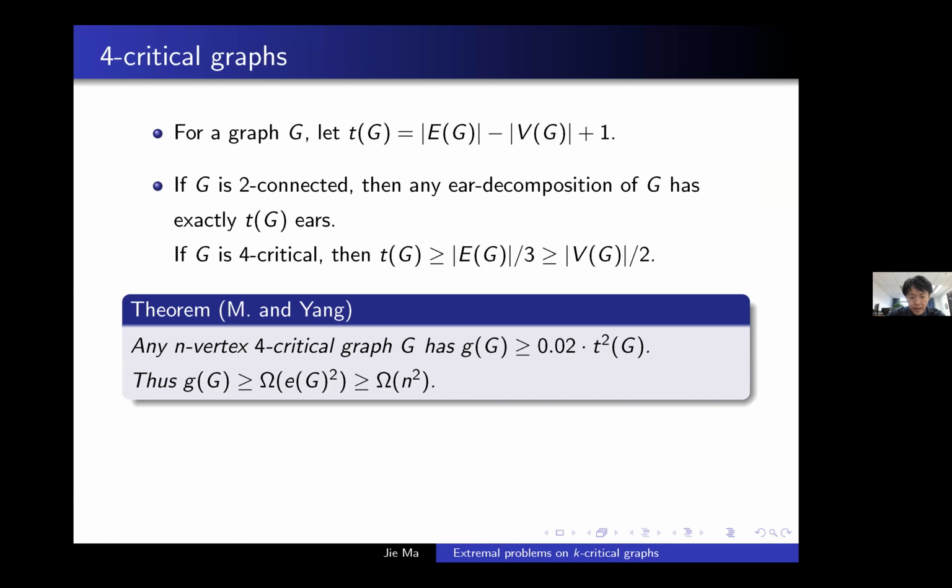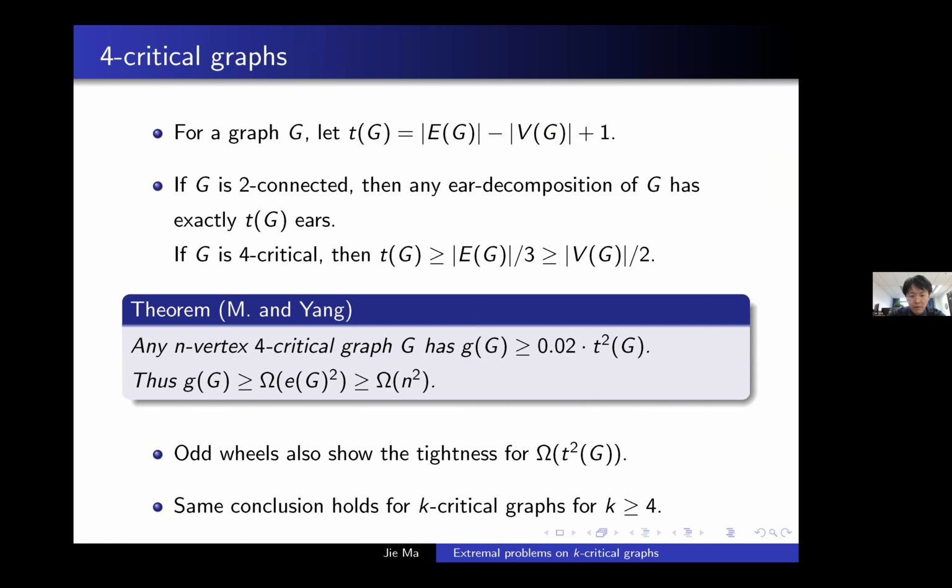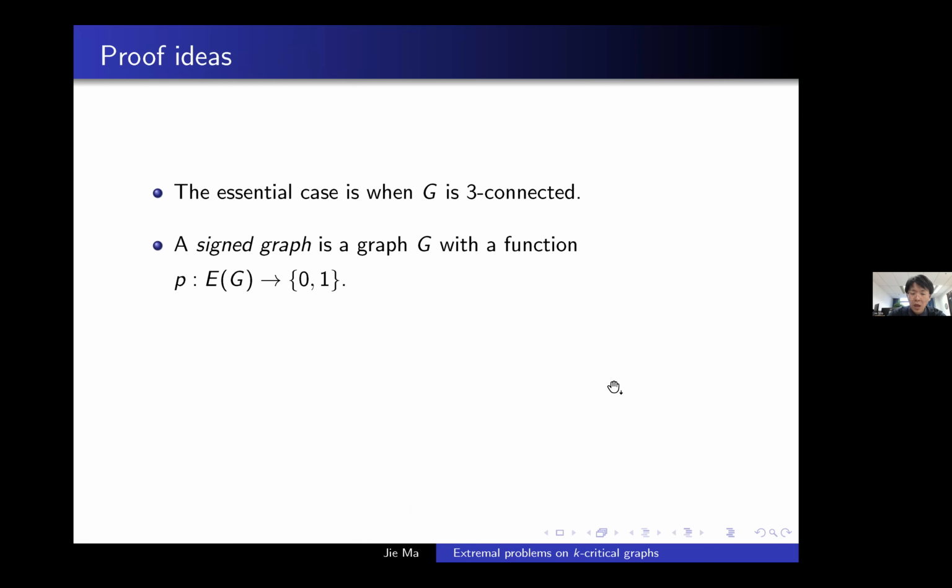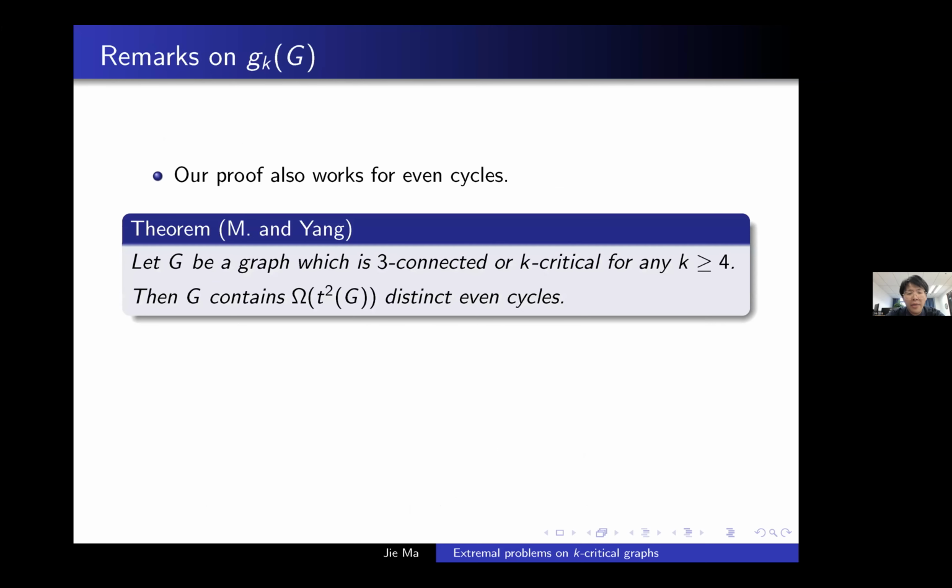So I'll just quickly mention some of the proof ideas. Actually we prove something stronger. We introduce another parameter called t(G). t(G) counts the number of ears in an ear decomposition of a graph G. And we actually prove that the bound should be t squared. The same proof also works for counting even cycles. For even cycles, again, the bound should be t squared.